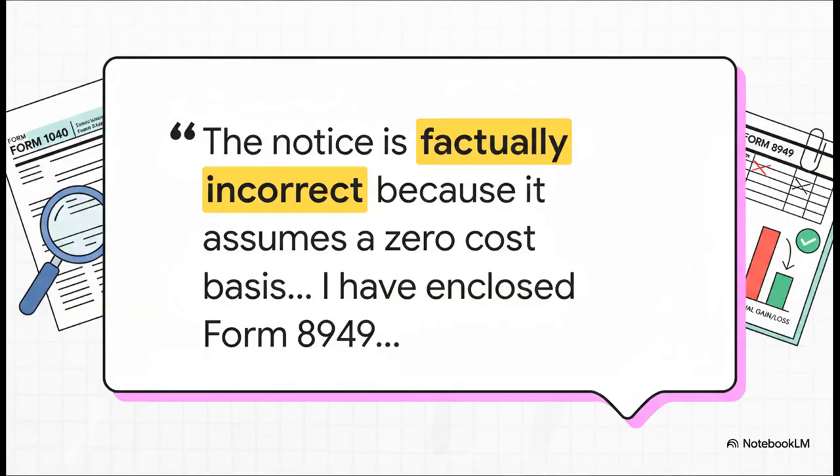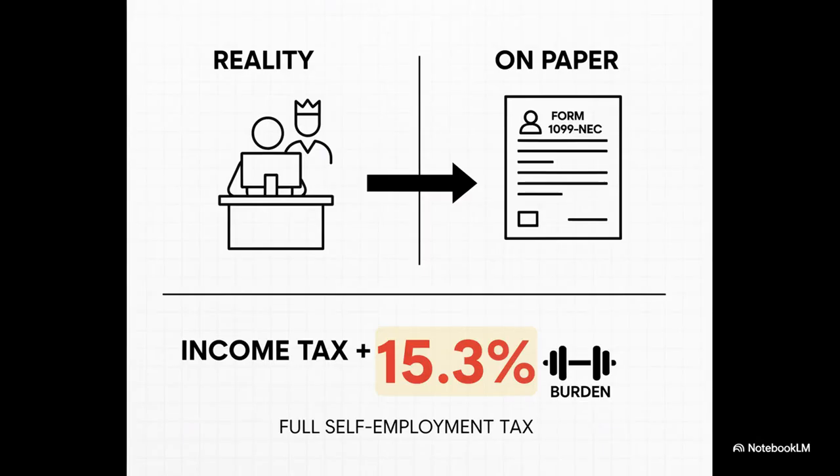Now, check out the language here. This is so important. In your response letter, you don't need to be emotional or defensive. You need to be direct and factual. Just state the facts. You say, look, your proposal is incorrect because it's using a zero-cost basis. Here are the correct forms and the proof that shows my actual gain. Simple, clear, and direct.